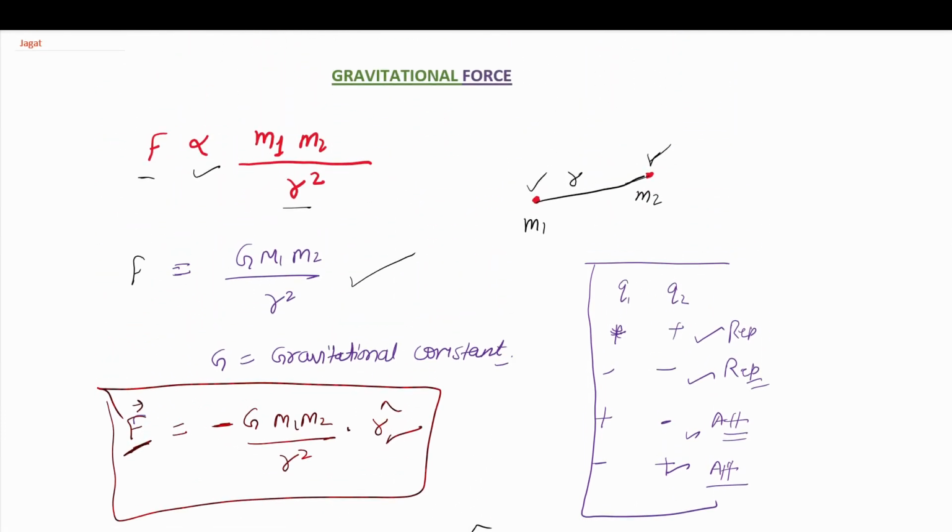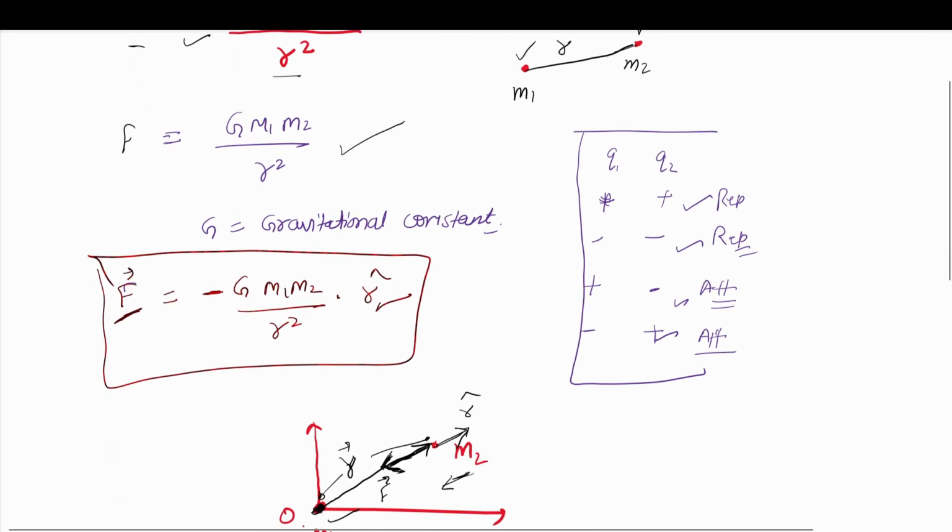Here the masses are m1 and m2, which are separated by some distance r. So this is the gravitational force.